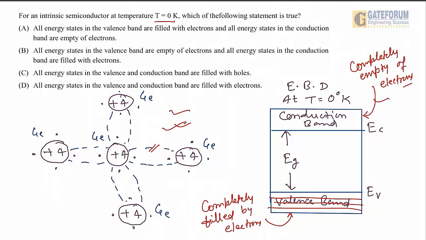So in this conduction band also we have many energy states. But due to the absence of electrons, no energy state is occupied by an electron, so we can say that it is completely empty of electrons, and in that way option A is the right answer for this question. And this is the end of the explanation for this question.